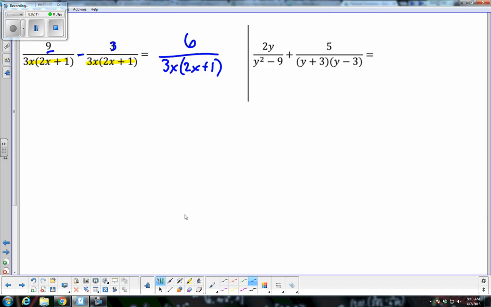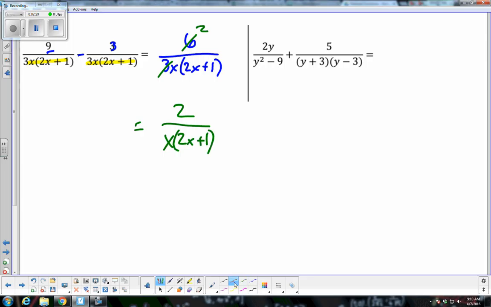Well, before you're done, you might want to reduce. If you look at the 6 and the 3, we know that those two will cancel, giving you a 2 on the top, because it'll be a 2 instead of a 6. And you'll have just x times 2x plus 1. You can cancel it there. That would make it a little prettier looking. Okay, next problem. Let's take a look at this.